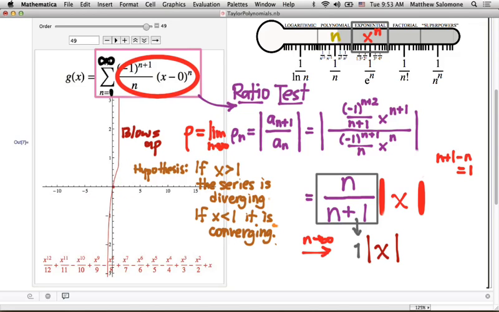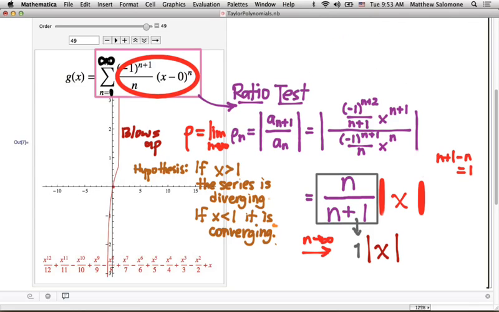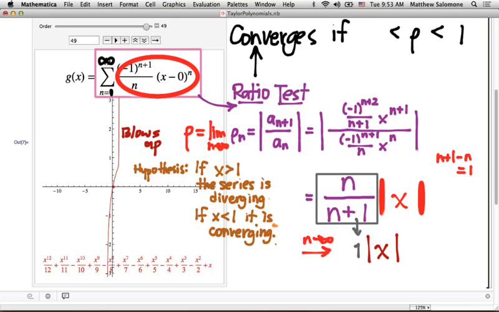So, if the question is what values of x make this a convergent series, then what does the ratio test tell us? What does the ratio have to be in order that our series converges? It has to be less than 1, and technically it would have to be bigger than negative 1. But because our ratio is always positive, because we take the absolute value before we tend it to infinity, this is really all we need.